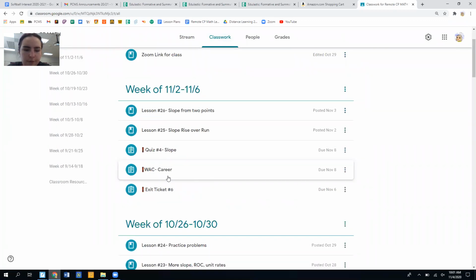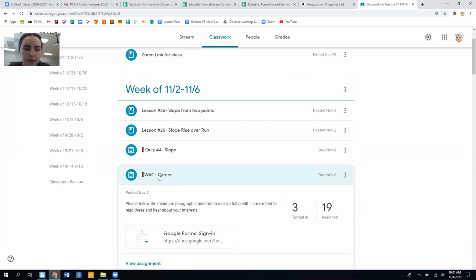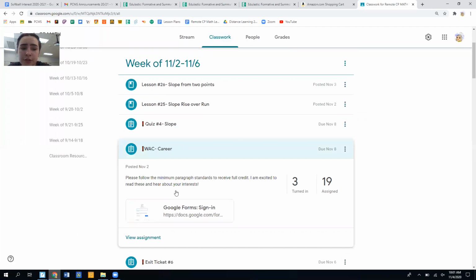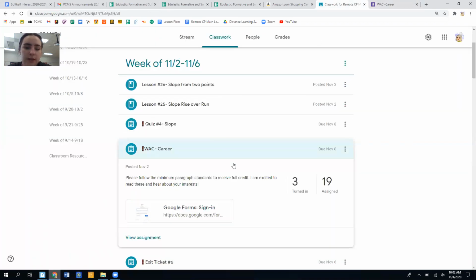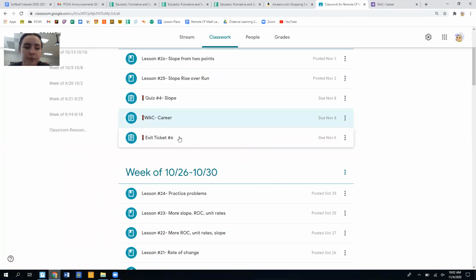Remember to do these for your writing across curriculums. For that writing assignment, it's pretty short. It's just asking you to reflect about yourself and talk about what you want to be when you grow up and how you can use math in your future career, which I promise you can in any career. Don't do one sentence. It gives you the criteria when you click on it. The first word in the paragraph needs to be indented, capital letters, punctuation, topic sentence, all of that, and it needs to have 5 to 7 sentences. You guys are on laptops too, so it should hopefully be easier. So don't be just typing in one sentence. And you can resubmit this if you already have and you didn't do that.